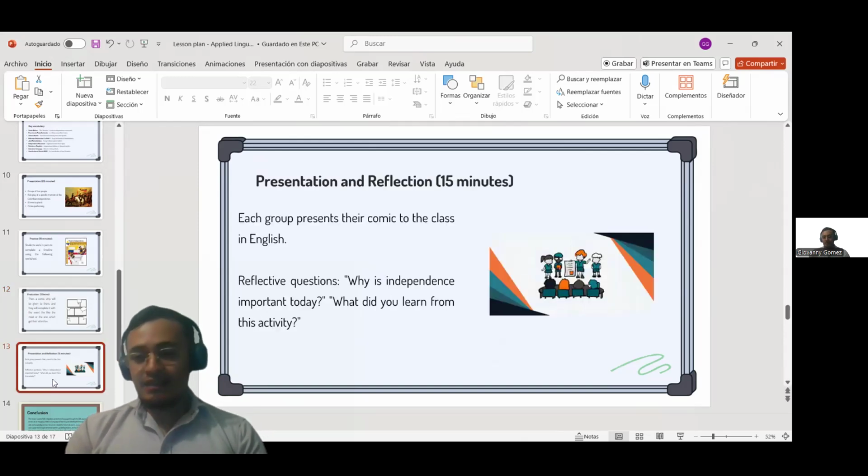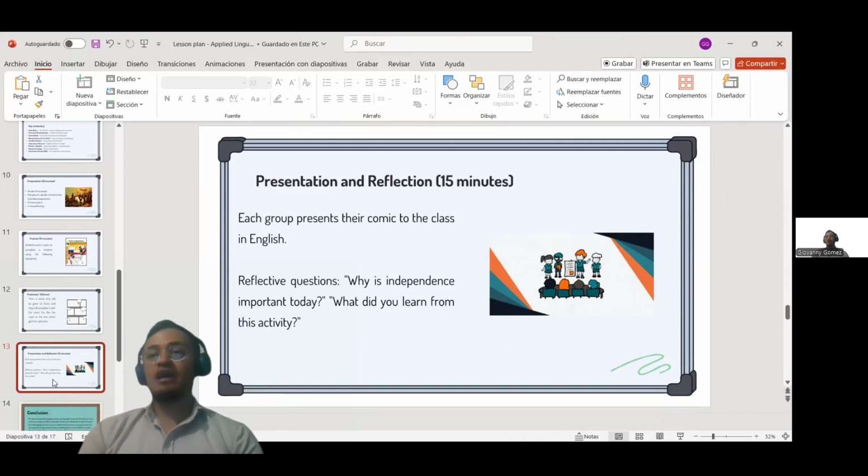Then to conclude the activity, each group will present the comic to the class, explaining the characteristics and why you chose that moment. And of course, we'll have the chance to make a group reflection, to understand why Colombian independence is important today, why this affects you, your parents, and your environment, and what you learned from this activity.